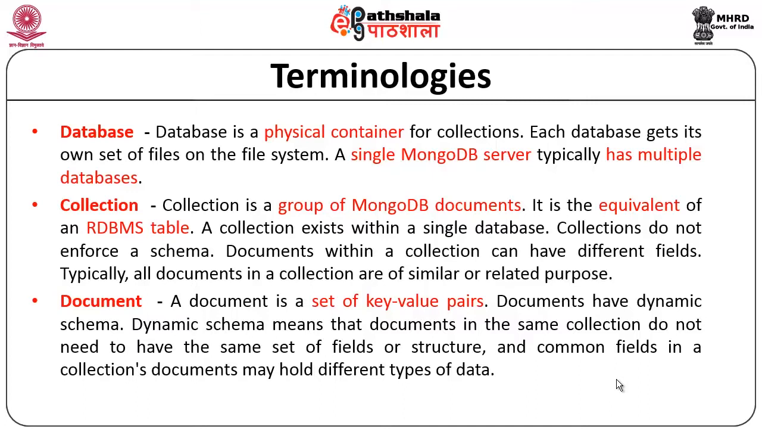The next definition is what is a collection. A collection is a group of MongoDB documents. It is equivalent to the RDBMS table. So, within a table, what you can see is a set of rows and columns. Here, a collection is actually a set of documents. In a relational environment, we can consider this collection as one instance within a database. That instance can be a table.